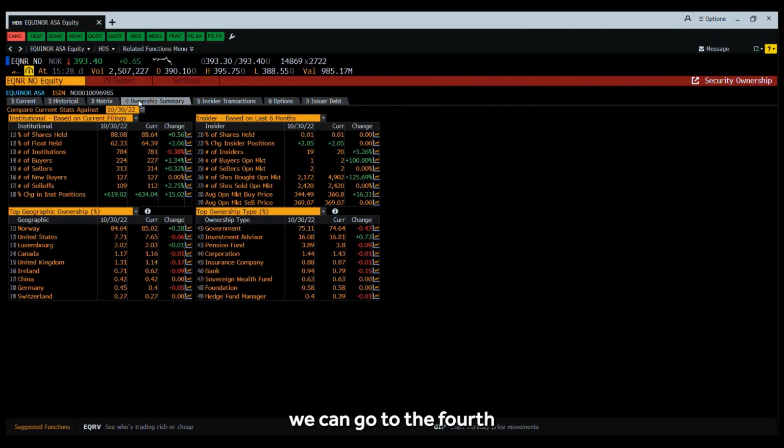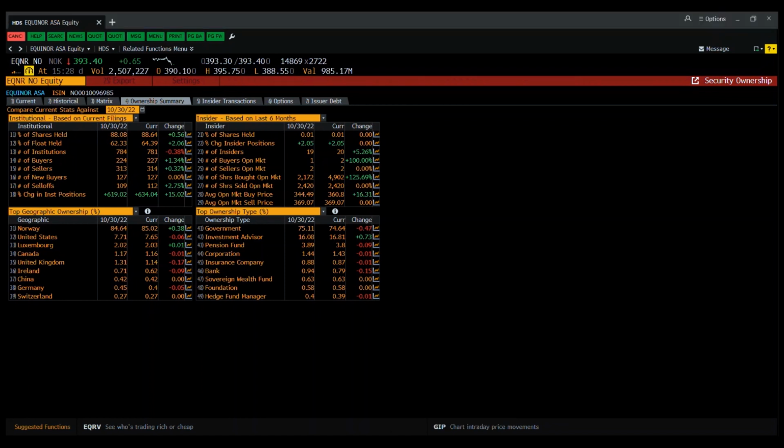From there, we can go to the fourth tab, Ownership Summary. This tells us more about the overall structure. So what sort of investors are owning this company and also where do they come from? As before, we have government at 74.64%. This is the Ministry of Trade, Industry and Fisheries we found a few seconds ago. We can also see that they have been slightly reducing their stake: between the 30th of October and now there has been an apparent decrease in shareholding of 0.47%.